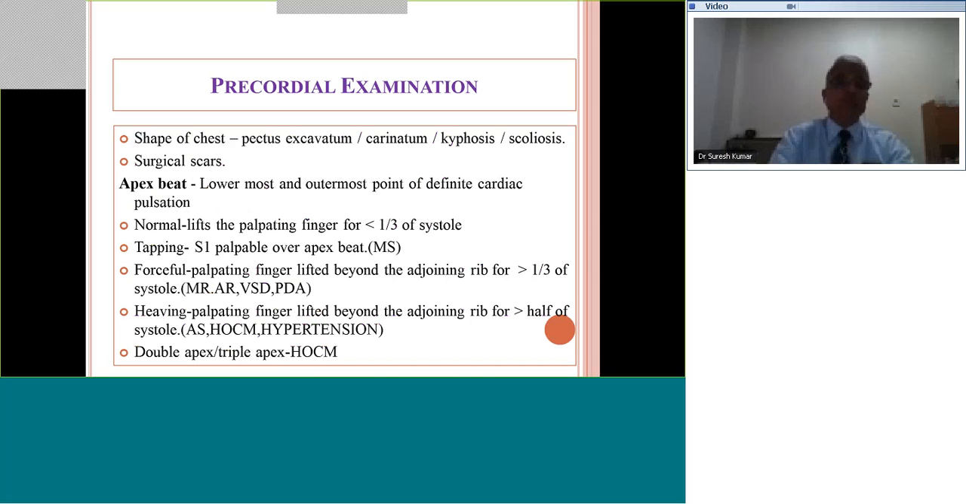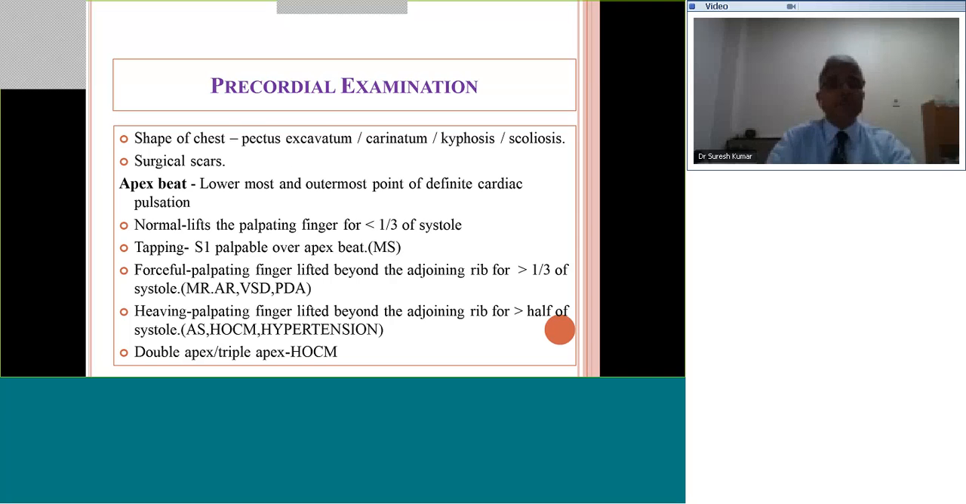And then you proceed to see and feel the apex beat. The apex beat is the lowermost and outermost point of definite cardiac pulsation. The apex beat is best described after palpating it. You don't need to describe it as initially seen and then palpated separately. You look for the apex beat. If necessary, turn the patient a little to the left to locate it. The character should be described in the supine position.